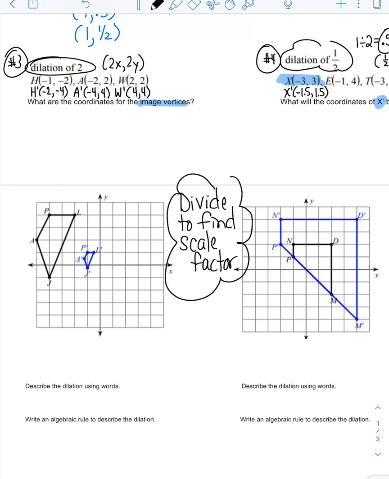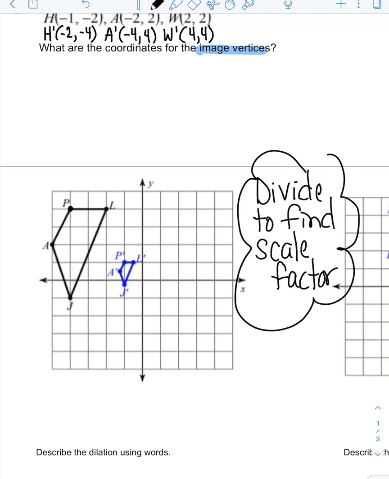So let's pick a point. Let's say L. I'm going to use L and L prime. Ooh, I like P and P prime even better on this one, and I'll tell you why. Look right here. P is an exact point and P prime is an exact point. See how A prime, L prime, and J prime I have to estimate? So let's read those. So P is -4, comma, 4. And let's read P prime. So I've got -1, 1.